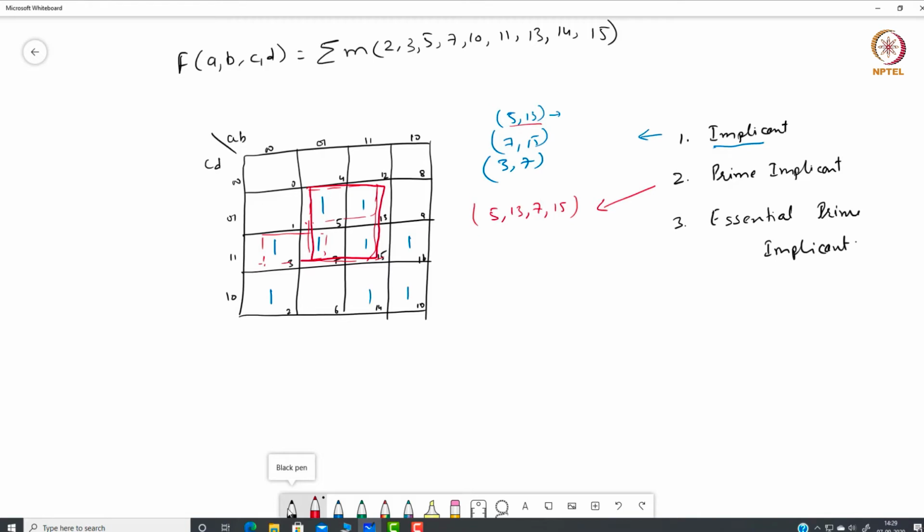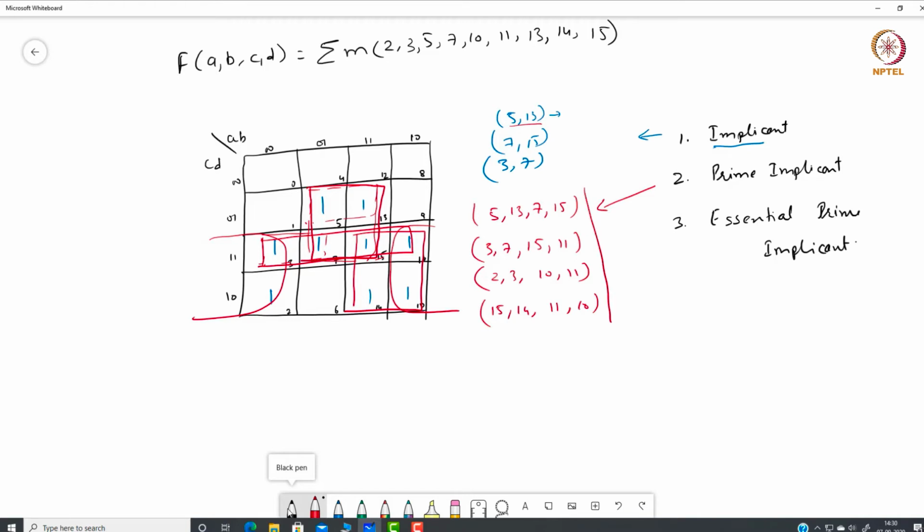So we can see one cube is this, and similarly one cube we can see here, that is 3, 7, 15 and 11. We can also see one cube as this, that means 2, 3, 10 and 11. And we can also see one cube like this, 15, 14, 11 and 10. So these are all prime implicants. Prime implicants are the largest implicants which can be formed.